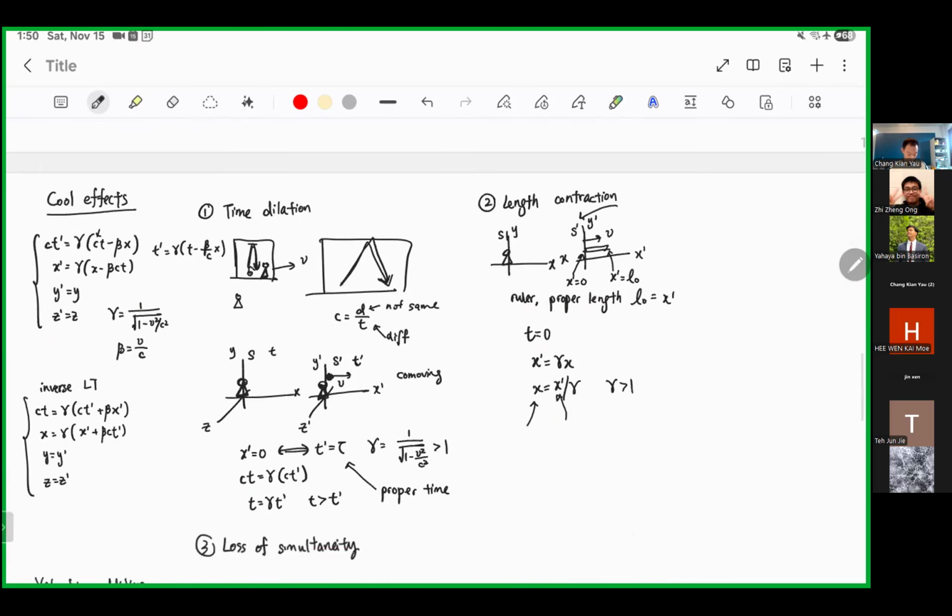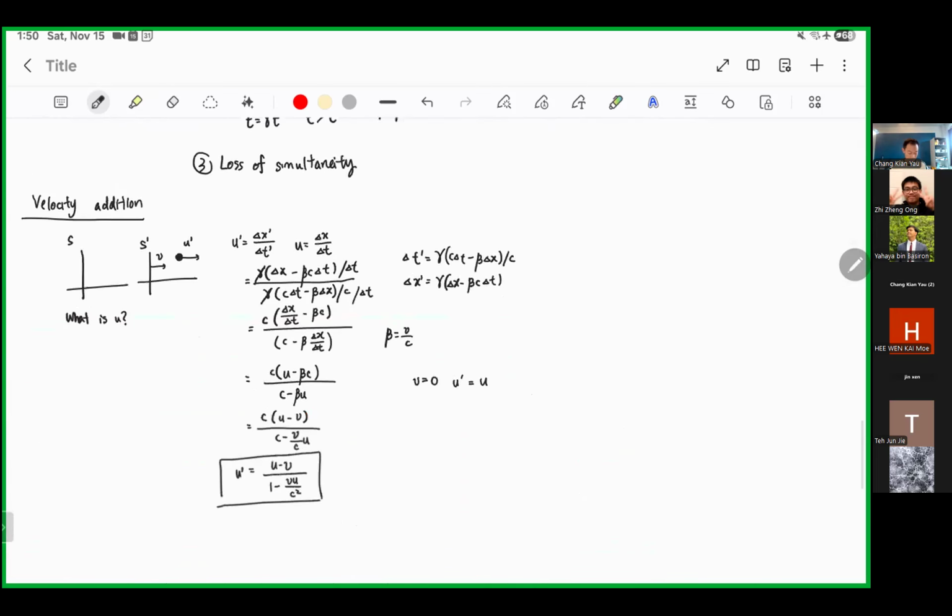And then after getting the Lorentz transformation, we use it to do cool effects like time dilation, length contraction, and now I've talked to you about velocity addition. So are there any questions so far?